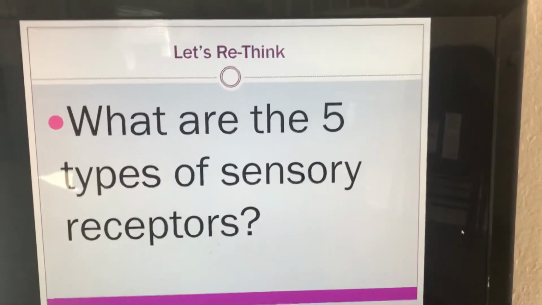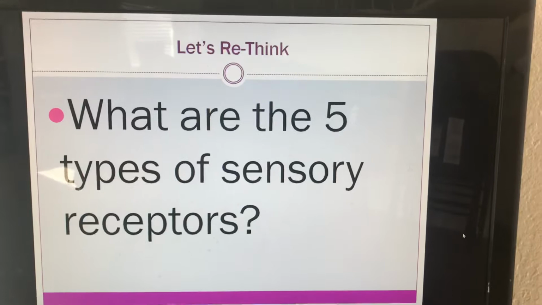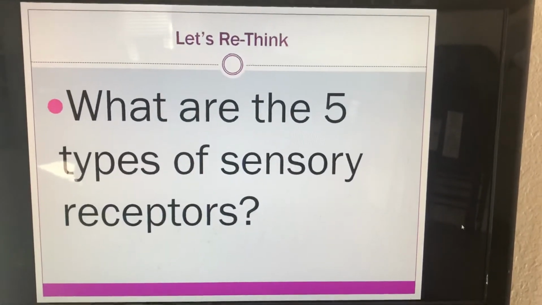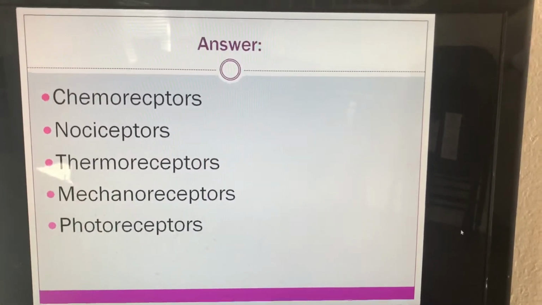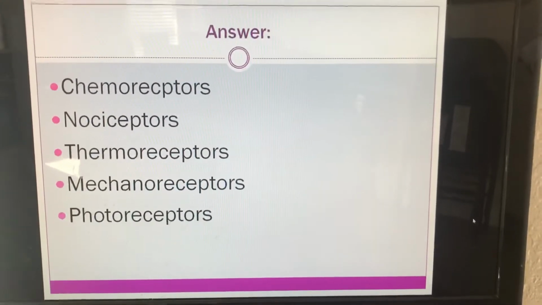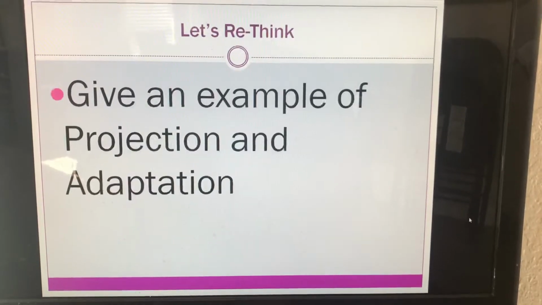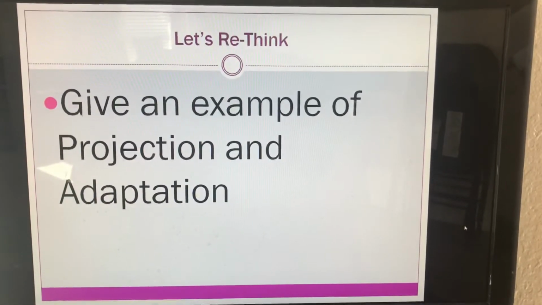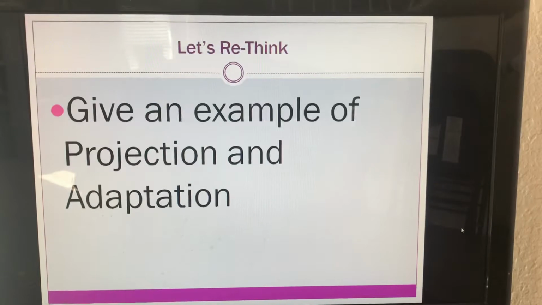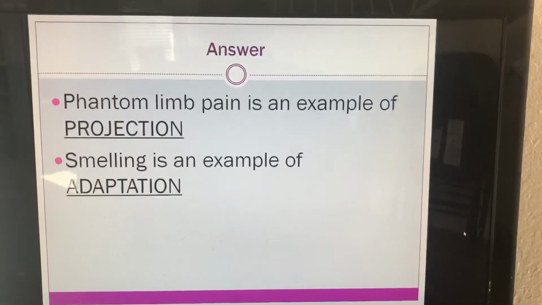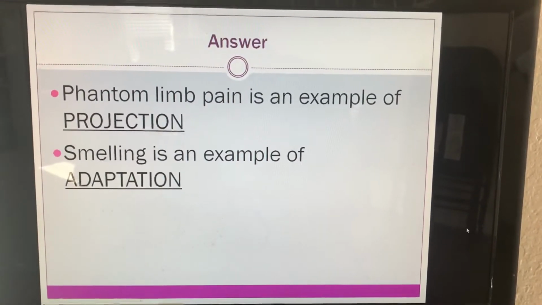So now let's rethink. What are the 5 types of sensory receptors? I'll give you a second to say it out loud. Okay, chemoreceptors, nociceptors, thermoreceptors, mechanoreceptors, and photoreceptors. Let's rethink. Give an example of projection and adaptation. Phantom limb pain is an example of projection, and smelling is an example of adaptation.